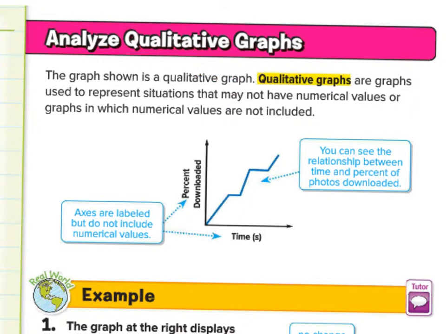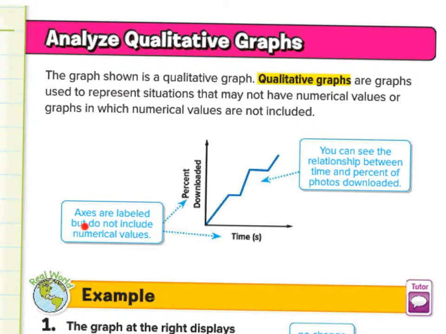Analyze qualitative graphs. Qualitative graphs are graphs used to represent situations that may not have numerical values, or graphs in which numerical values are not included. So as you can see here, we had our time and we had our percent, and we're not including any numbers. We're simply just trying to show the changes over time.